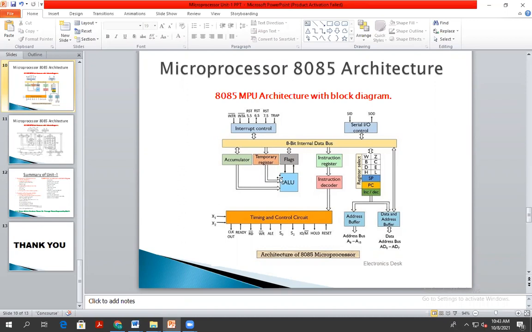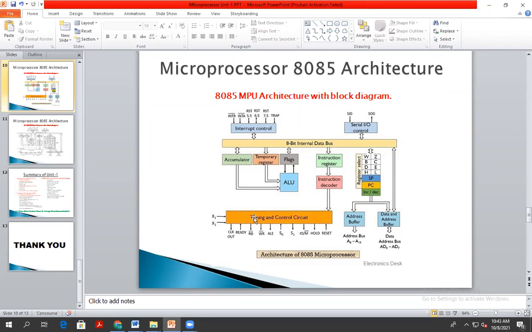Based on those flags, the arithmetic and logical unit is going to do the work with the temporary memory as well as the actual memory, meaning the accumulator. And this 8-bit data bus carries the instructions, that is, whatever program you are going to run, and that instruction is held in the registers. In those registers you save the data, and it is going to be decoded and sent to the control unit.